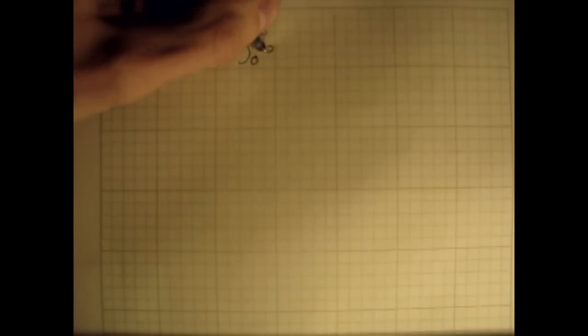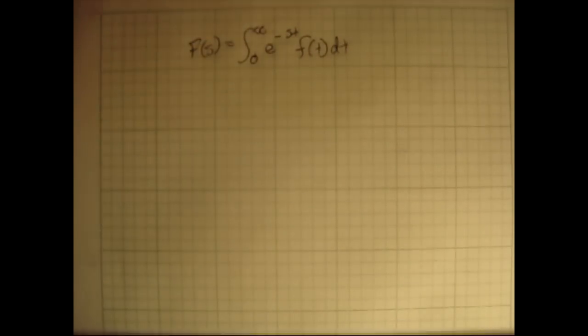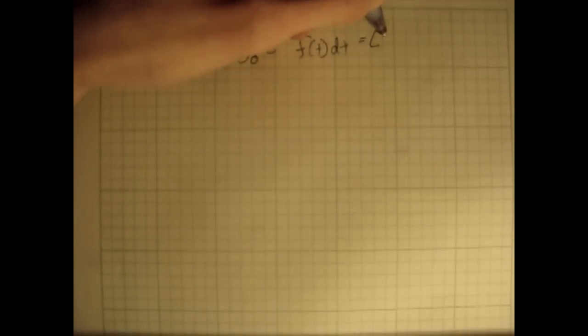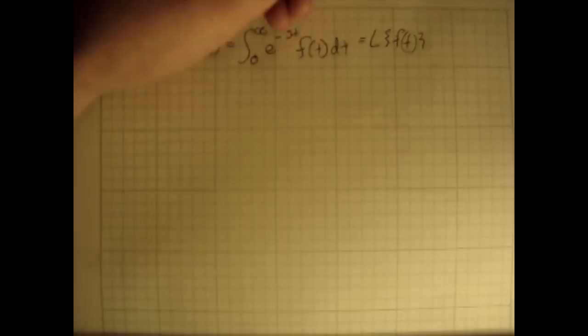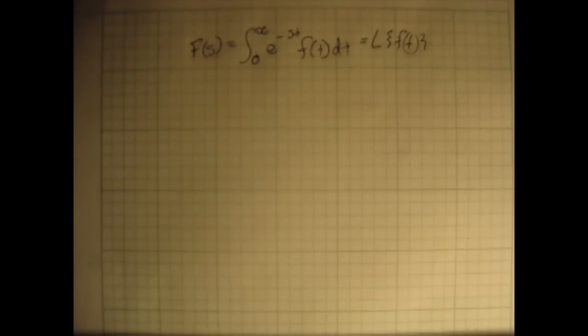So let's just say we have this function of s. We'll just say that's equal to, from 0 to infinity, e to the negative st times this function of t dt. That right there is the definition of the Laplace transform. So there we have it. That's the definition of the Laplace transform.